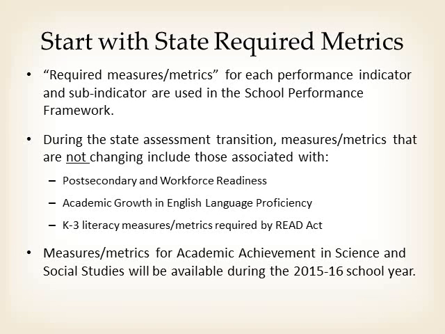Finally, measures and metrics for academic achievement in science and social studies with state comparison points will be available and should be used for target setting beginning in the 2015-2016 school year. Some metrics and comparison points that the state typically provides for academic achievement, growth, and growth gaps in reading and writing and math will not be available for the 2015-2016 school year.